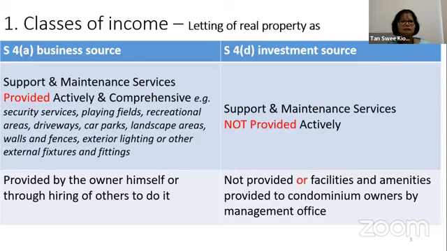Okay, what are the maintenance services or support services provided by the landlord? For example, security services, playing fields, recreational areas, driveways, car parks, landscape areas, walls and fences, exterior lighting or other external fixtures and fittings. If all these services are actively provided by the landlord, then we say rental received by the landlord is classified under Section 4A business source.